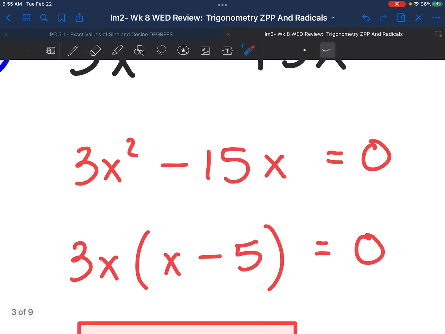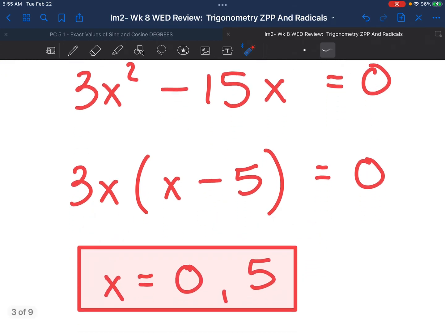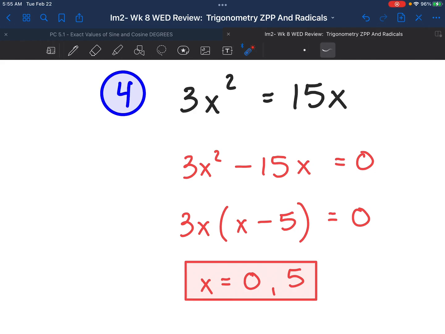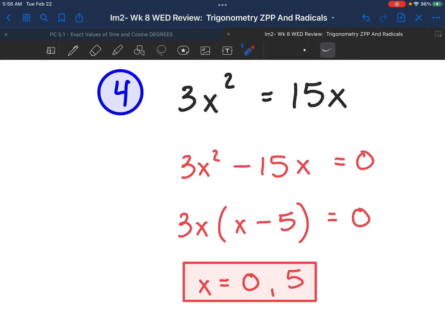Now we set each factor equal to 0. So 3x equals 0 and x minus 5 equals 0. We'll give you the two solutions of 0 and 5. Okay, so don't forget about the GCF. It's always the first thing you look for when factoring.